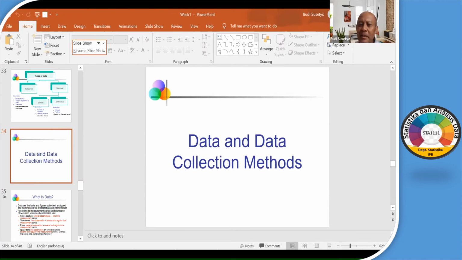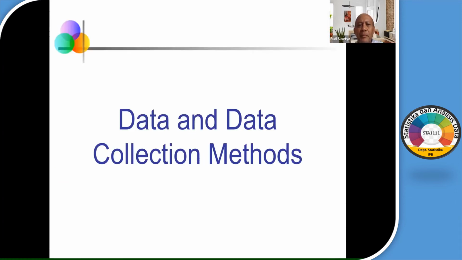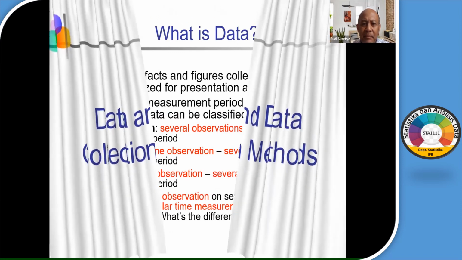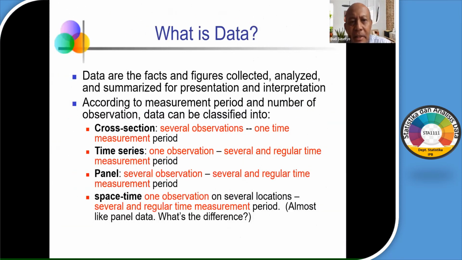Okay. Let me continue. So the next one, we talk about data and data collection method. What is the data? What is data collection method? So, what is the data? Definition of data is facts or figures collected, analyzed, and summarized for presentation and interpretation. This is the data. Fact, this is the very important word. Fact collected, this is the data.